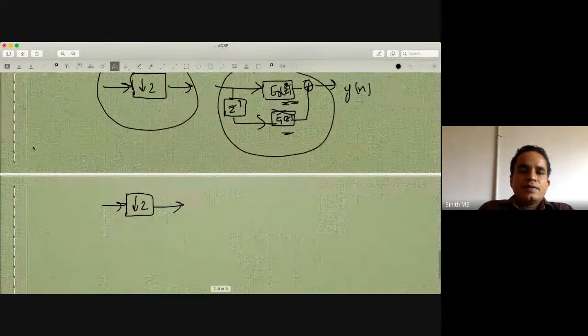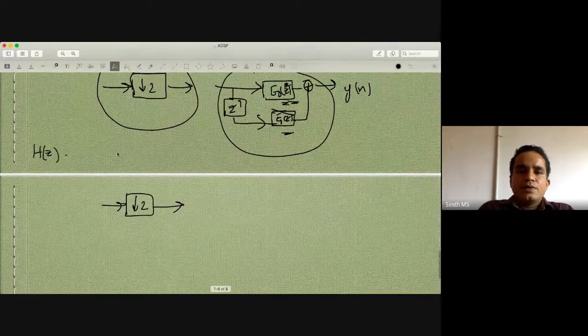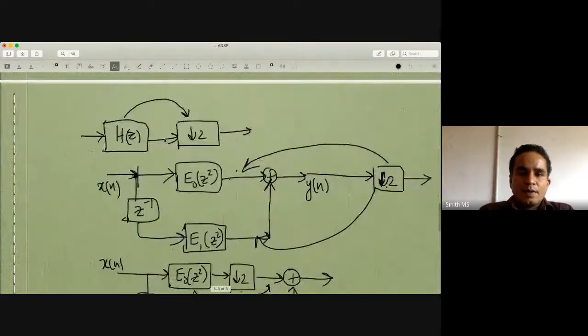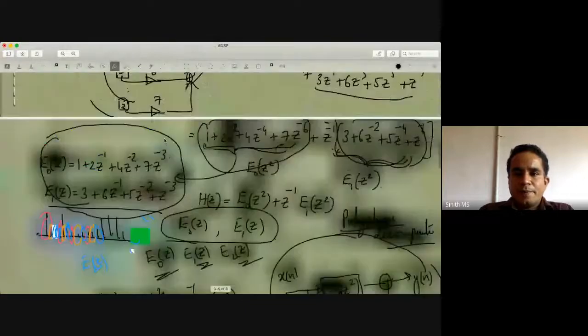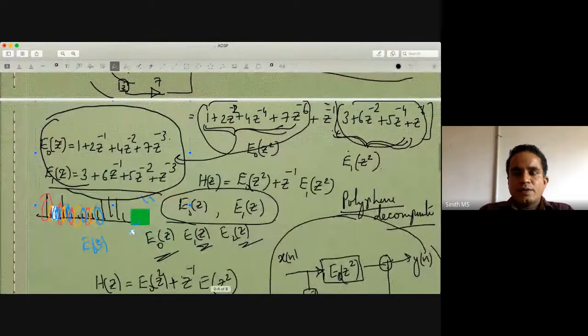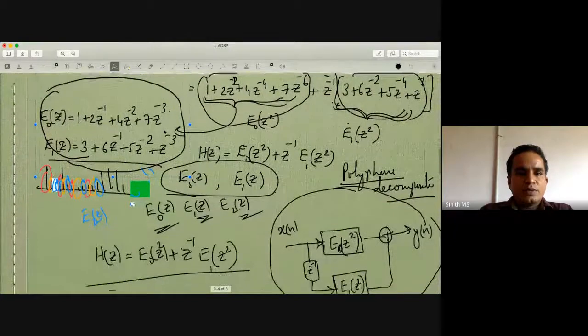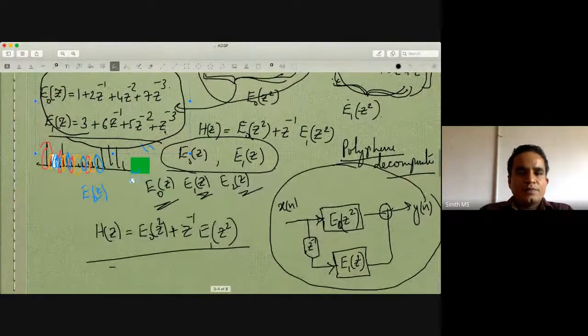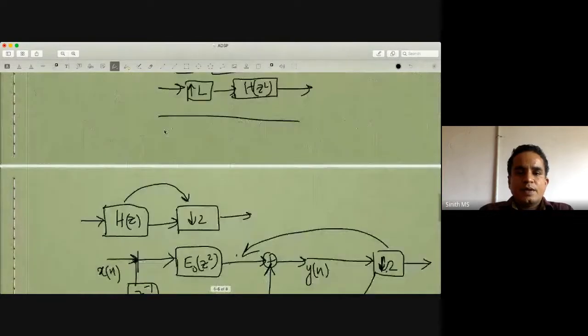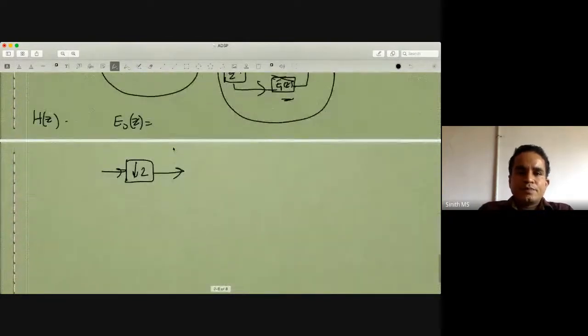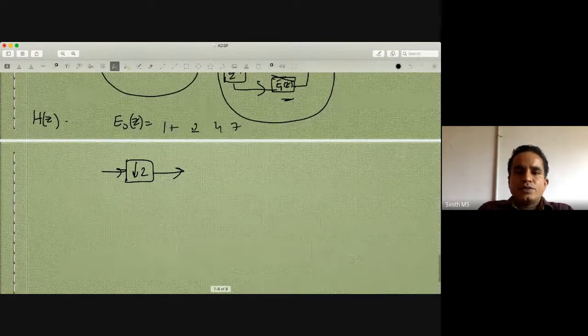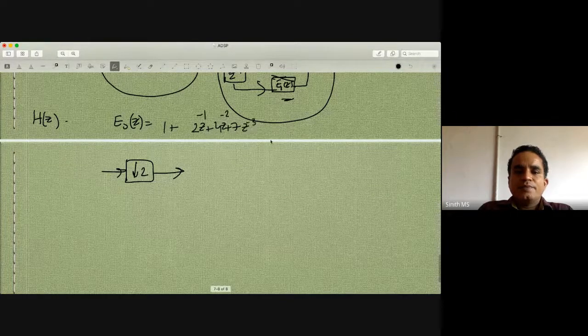Then we have to write X(z) here. We have E0(z) as well. So what is E0(z)? E0(z) is basically 1 plus 2z raised to minus 1 plus 4z raised to minus 2 plus 7z raised to minus 3. And what is E1(z)?